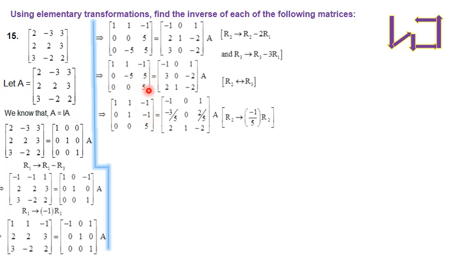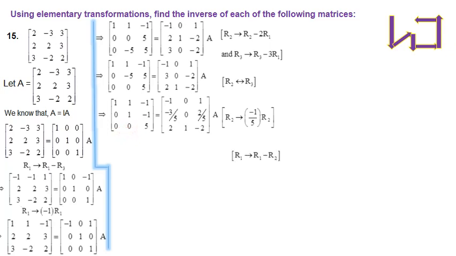And R3 remains the same, 0, 0, 5, equal to, and on the right side also R1 remains the same: minus 1, 0, 1. And R2 is changing to minus 1 by 5 into R2, that is minus 1 by 5 into 3, that is minus 3 by 5. Minus 1 by 5 into 0, that is 0. Minus 1 by 5 into minus 2, that is 2 by 5. And R3 remains the same, that is 2, 1, minus 2. So almost I have reached here, and automatically this also I have got a 0.